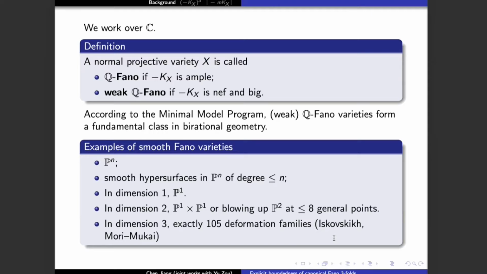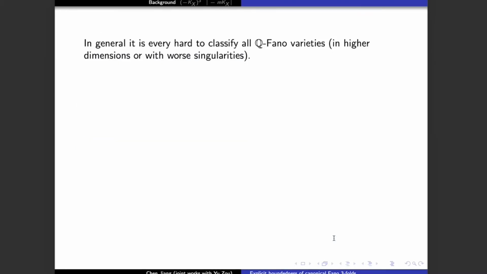Before 1990s. So then, of course, one may ask what happens in higher dimension or for the more singular ones. So this is our goal. Actually, it is very hard to classify all Q-Fano varieties, right? So we know that even in dimension 3, it is not easy already. But what we want to do is to look at what happens in higher dimension, or for more singular Fano varieties.